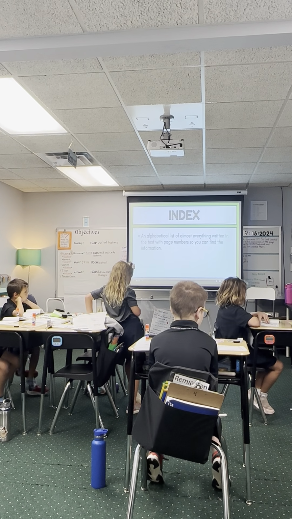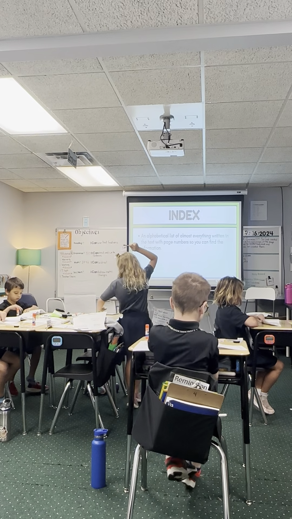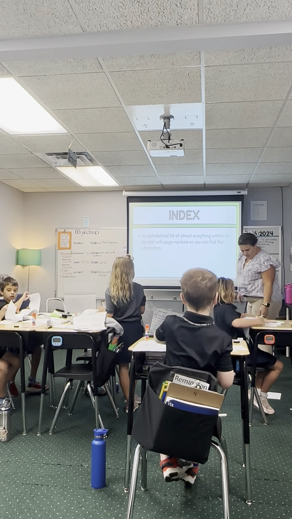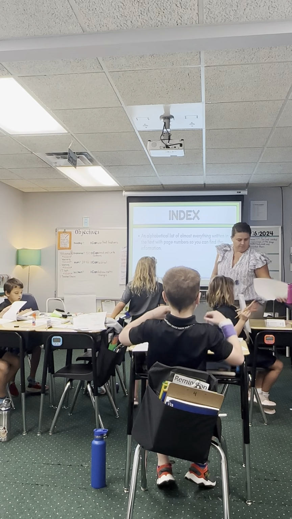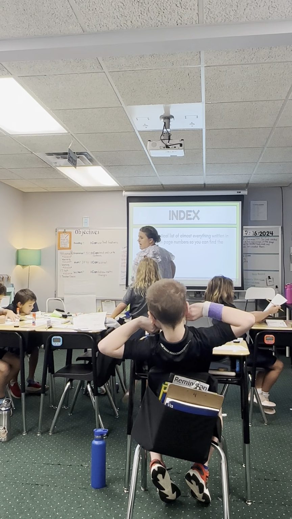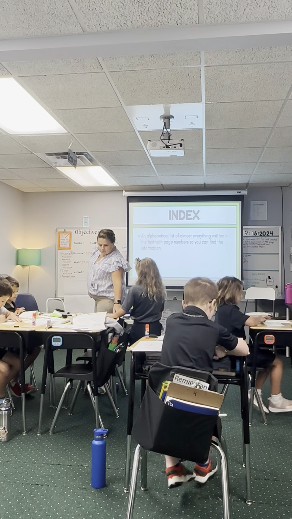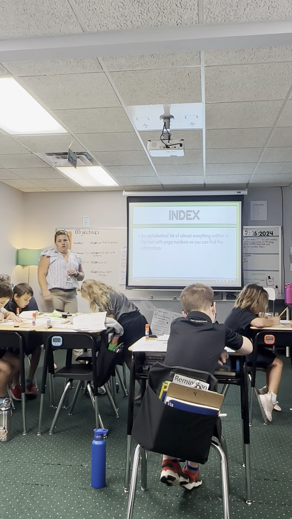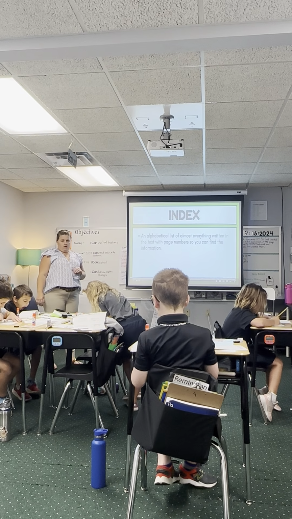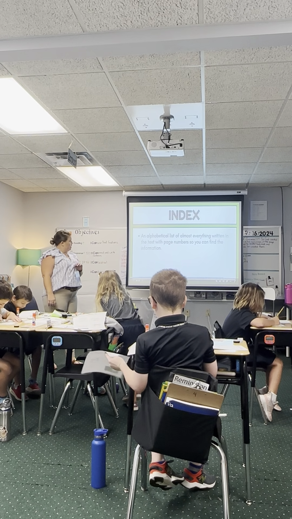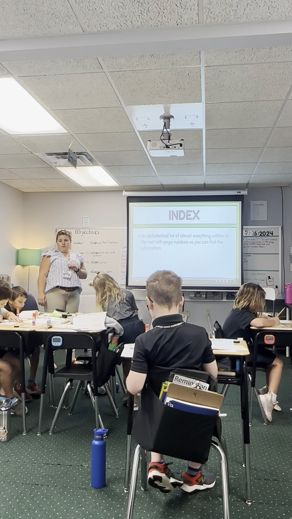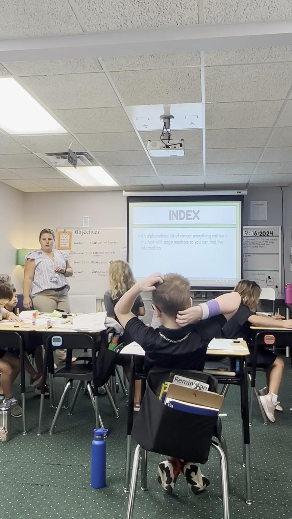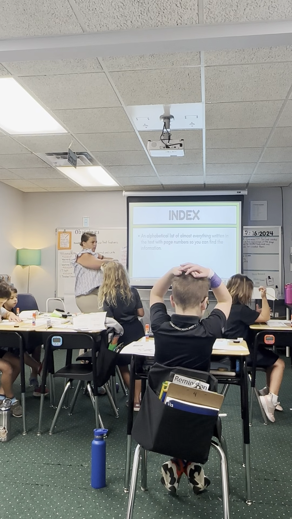All right, what's our last one? Reese? Yep. Oh, we have one more. I thought index was one. What does it say? Index. An alphabetical list of almost everything written in the text with page numbers, so you find information. Information is usually in the back of the book.